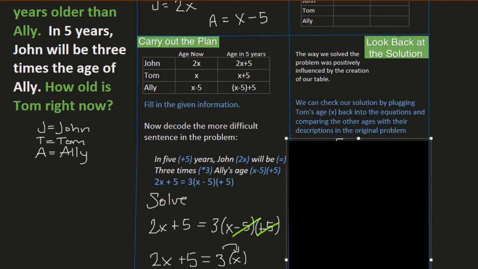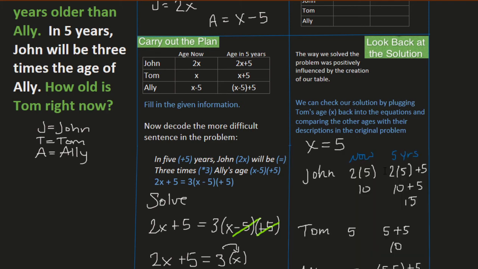We can check our solutions by plugging in Tom's age back into the equations and comparing the other ages with their descriptions in the original problem. So this is a way that we're going to look back and make sure that we did in fact get the right answers. Okay, so we went ahead and took x equals 5. This is our chart. It's just not as organized as this one looks, but this is exactly the same thing. We have John, Tom, and Allie, and their ages now and their ages in 5 years, and we're going to plug x back into them.